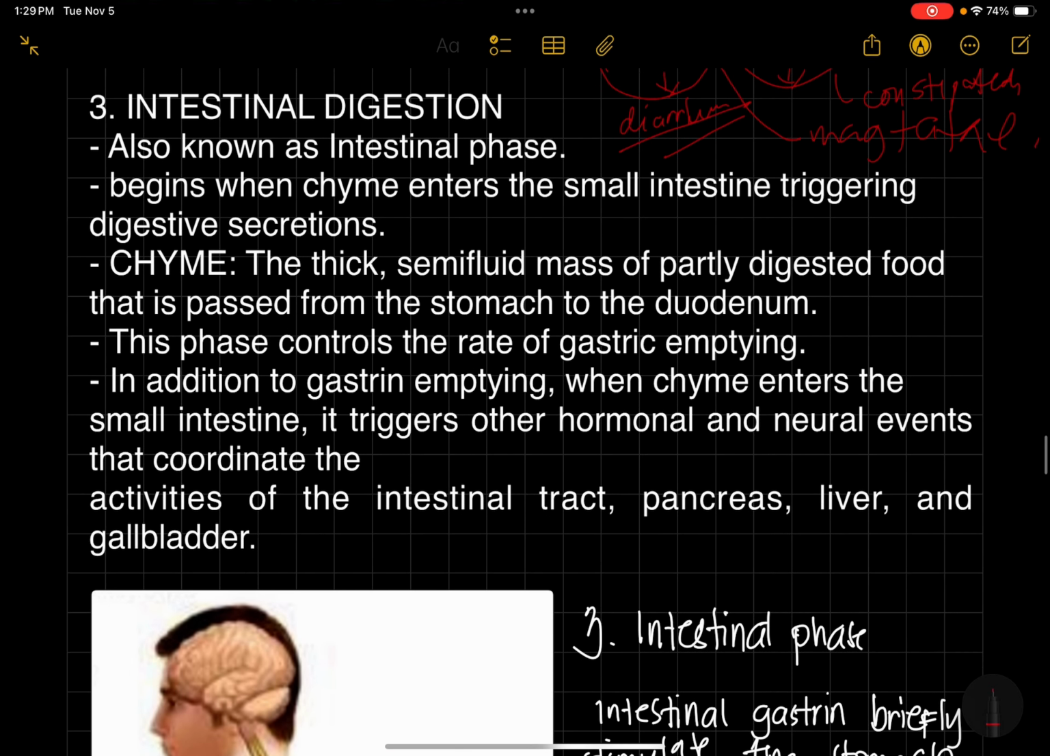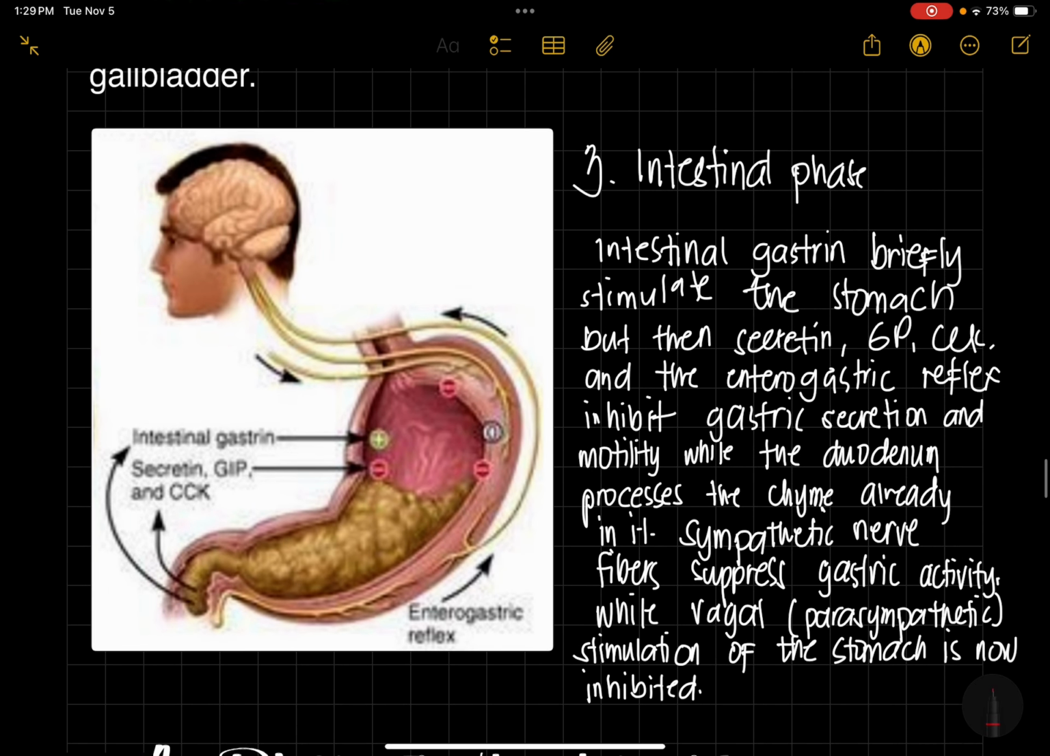Okay, we have intestinal digestion, also known as the intestinal phase. It begins when chyme enters the small intestine, triggering digestive secretion. Chyme is a thick semi-fluid mass of partly digested food that is passed from the stomach to the duodenum. This phase controls the rate of gastric emptying. When chyme enters the small intestine, it triggers other hormonal and neural events that coordinate the activities of the intestinal tract, pancreas, liver, and gallbladder.